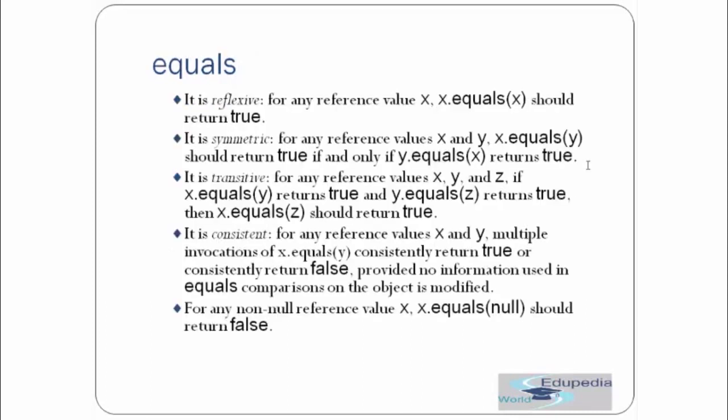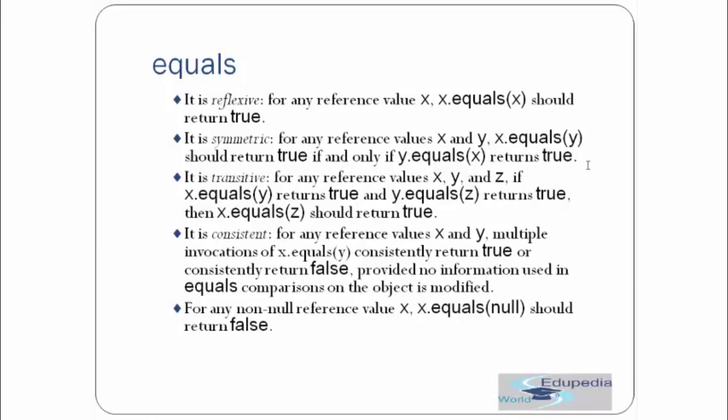So let's see what are the extra conditions in equals. Well, we have four properties of the equals method. First one is that it is reflexive. That means for any reference value x, x equals x should return true. Fine. So that means it should return true.